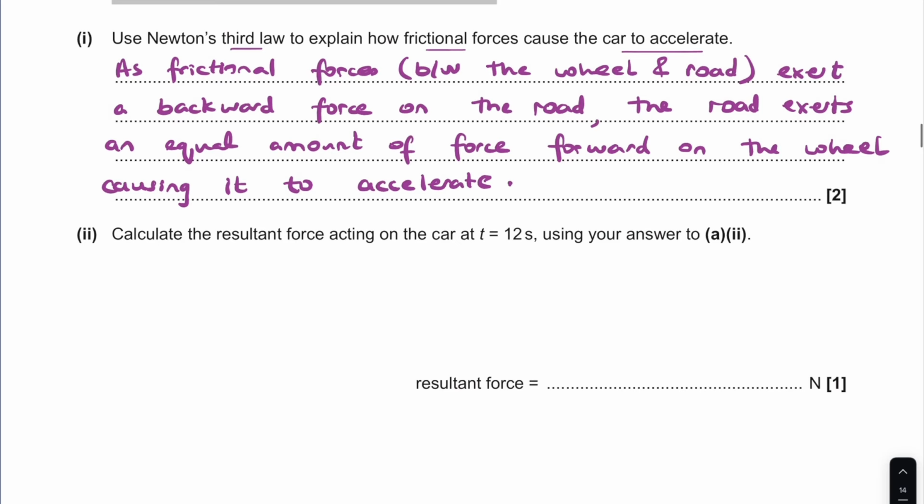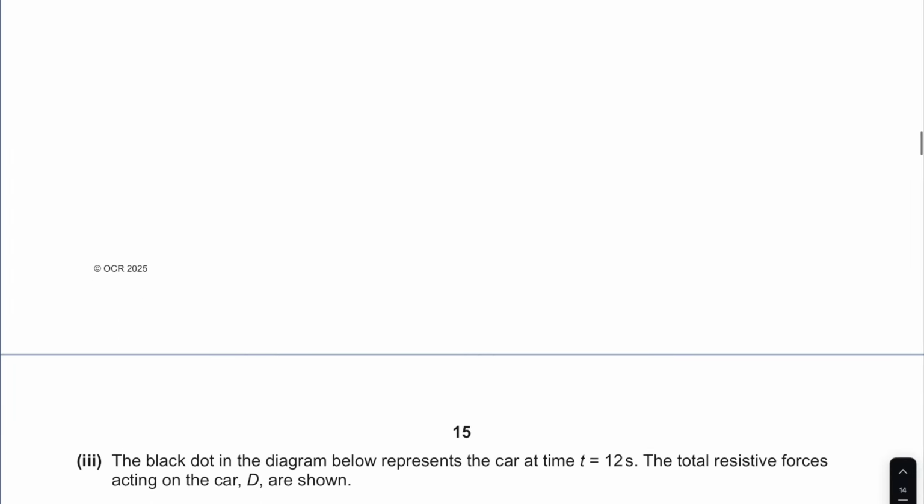Part II. Calculate the resultant force acting on the car at t equals 12 seconds using your answer to part A II. So we know F is equal to m times a. We know that the mass of the car is 1700, and the acceleration calculated was roughly about 1.6 meters per second squared, which gives me 2,720 newtons, or 2,700 newtons of force.